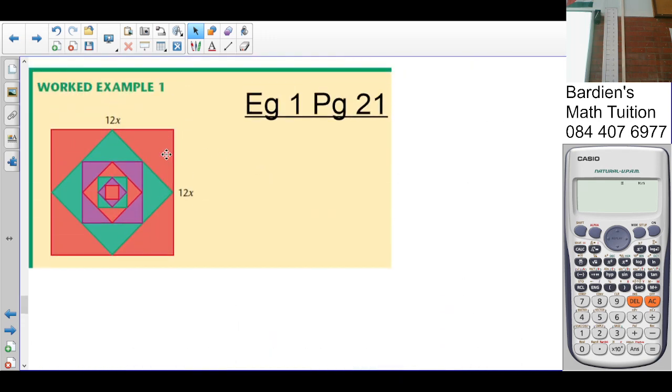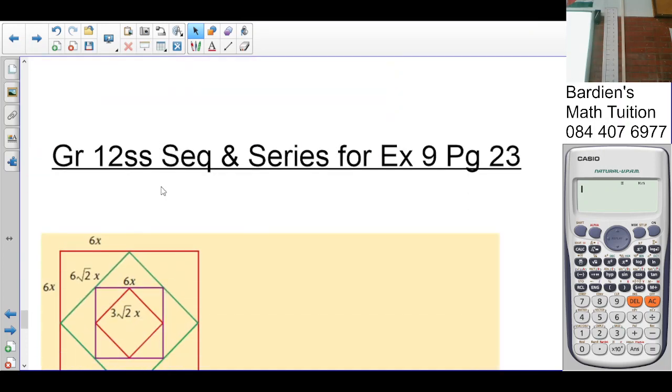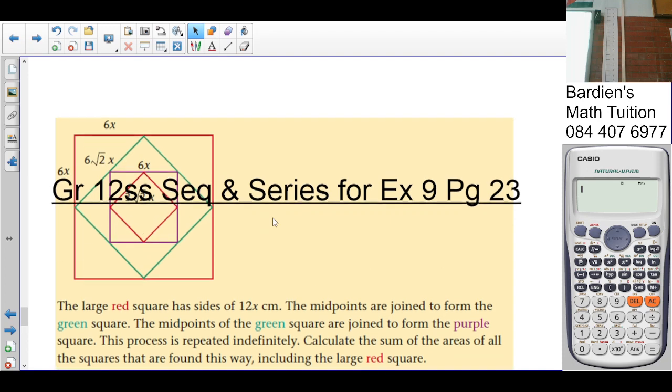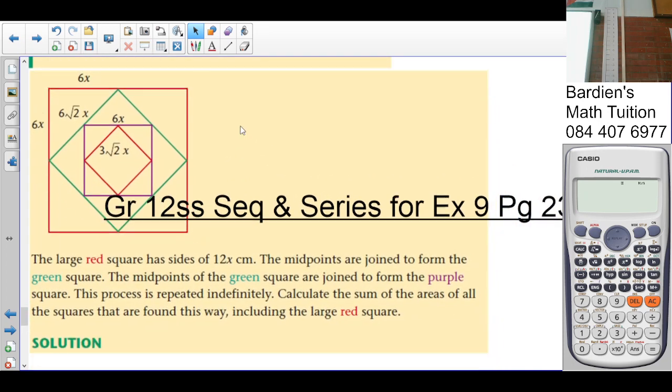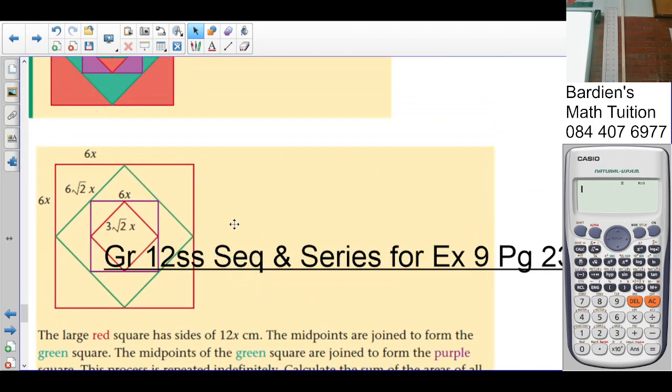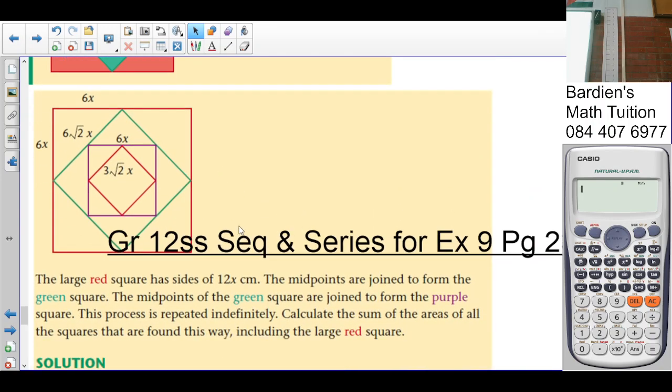And below that we are given a similar diagram, but explaining what's happening. So basically we are told that a large red square has sides of 12x centimeters. The midpoints are joined to form the green square. The midpoints of the green square are joined to form the purple square. This process is repeated indefinitely.